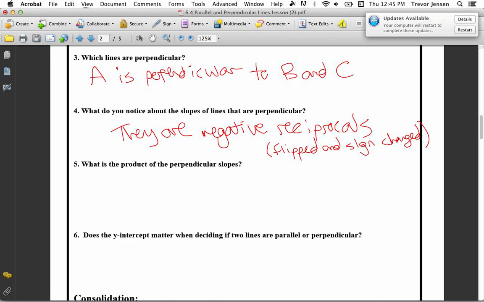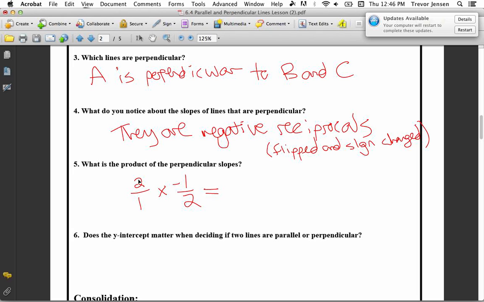Okay? So what do you notice about the product of these slopes? Well, if you can't notice the negative reciprocals, just multiply the two slopes together. The slope of A was 2 over 1, the slope of B was negative 1 over 2. Multiply the slopes together, and if their product is negative 1, that will tell you that they are in fact perpendicular lines, and the slopes are in fact negative reciprocals of each other.